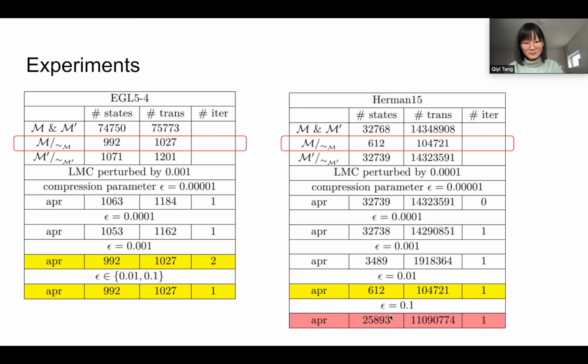But if we increase the compression parameter further, as can be seen in the row highlighted in pink, when the compression parameter is 0.1, the size of the final approximate quotient is much larger than that of the exact quotient of the original system. In our experiments, we find that for most of the LMCs, if we set the compression parameter to be a little bit bigger than the error parameter, but not too big, then we can successfully recover the structure of the exact quotient of the original system.